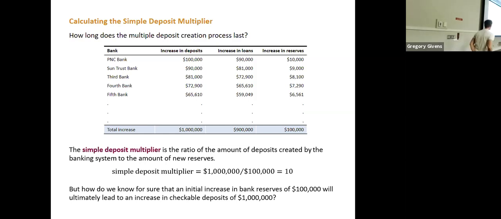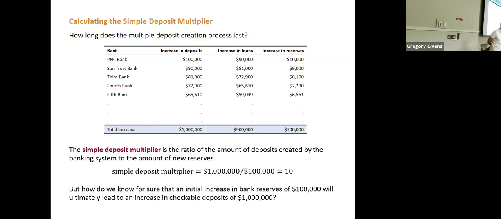Now, how do we know for certain that this initial increase in bank reserves of $100,000 will ultimately lead to $1 million worth of new checkable deposits? So we did this little numerical example, and we went around the room and did 3 or 4 steps of the process. And then I showed you in this table that it ultimately sums to $1 million worth of new deposits. But you should not just take my word for it. In fact, we can prove that it should sum to $1 million in this case.